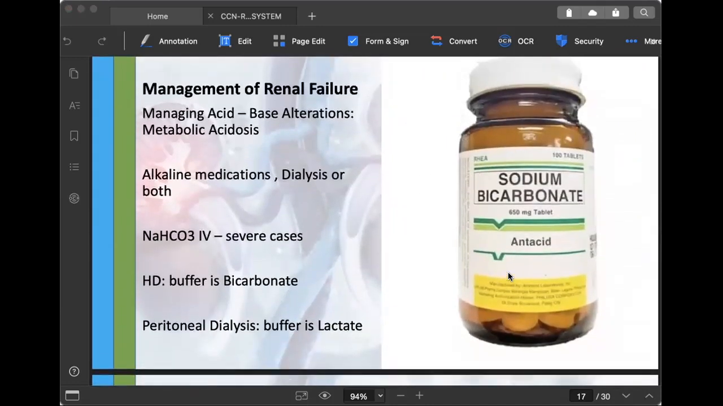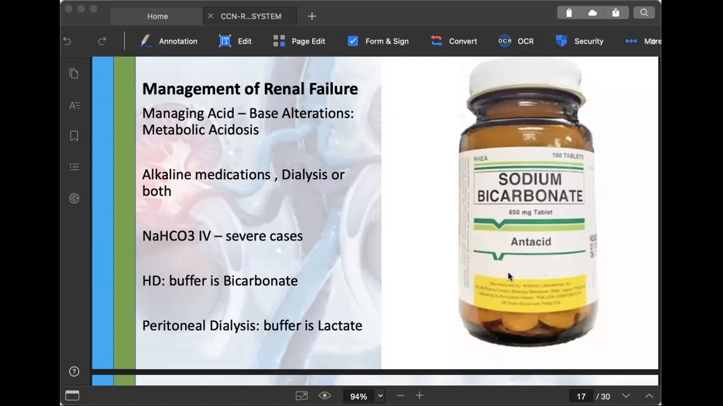Management in terms of renal failure: alkaline medications, dialysis, or both. We also have sodium bicarbonate IV for severe cases, or sometimes a buffer for patients who are undergoing hemodialysis. What is bicarbonate? It is a substance called a base, which the body needs to help keep the normal acid-base or pH balance of the client.